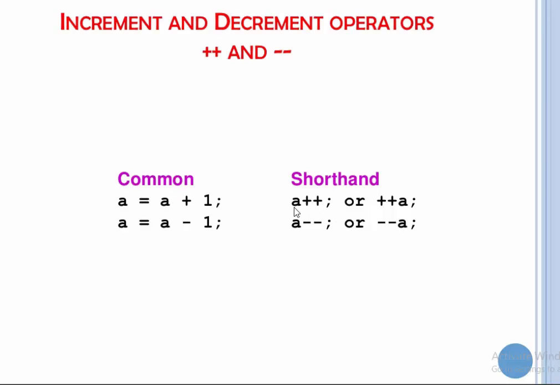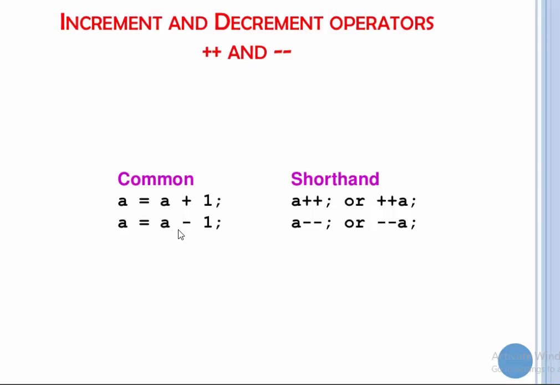This is called a post increment. If you put an increment operator after a variable, that is called a post increment. If you put an increment operator before a variable, that is called a pre increment, and the same goes for a decrement operator.